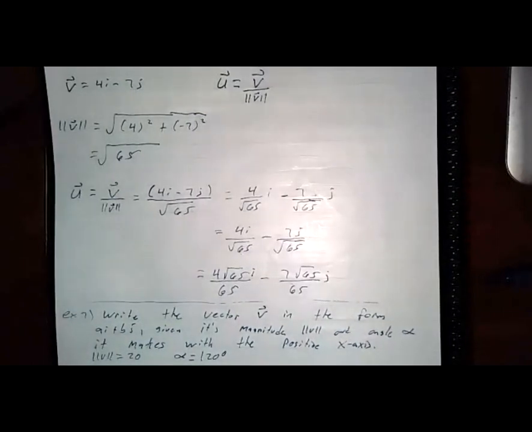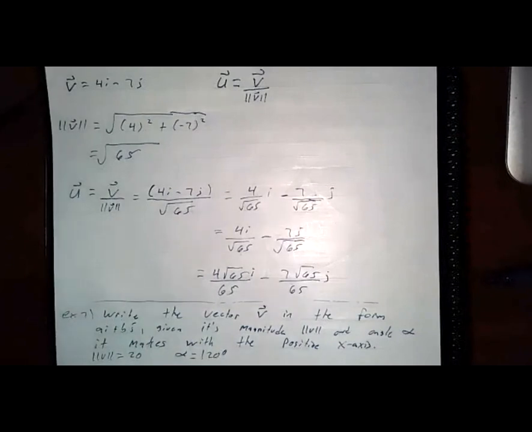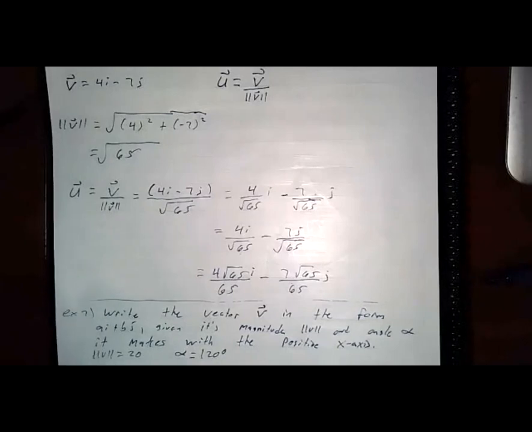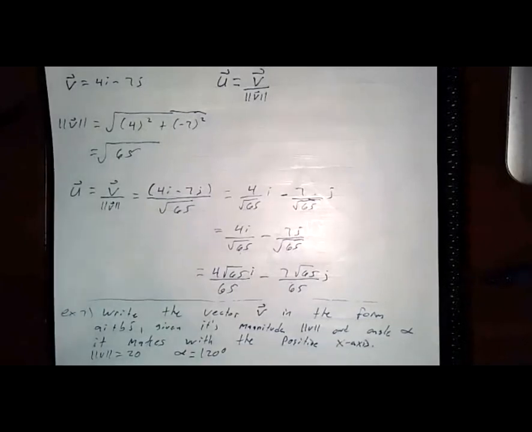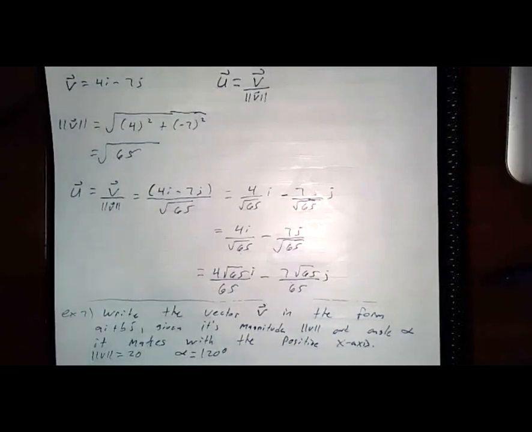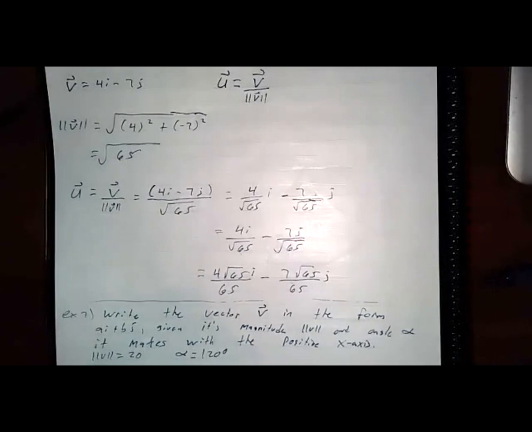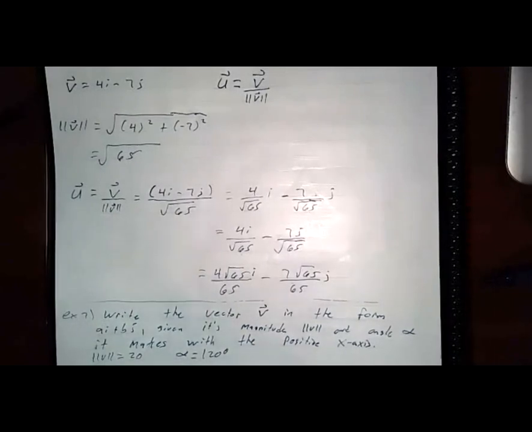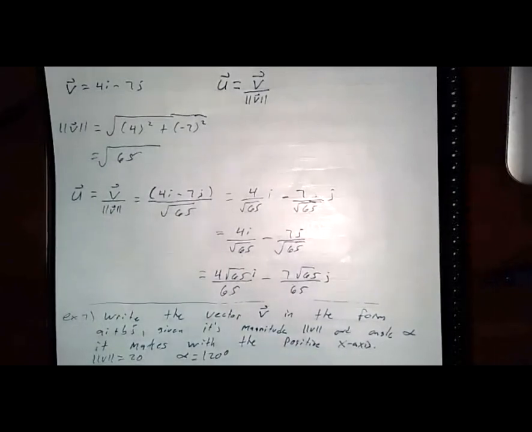So here they're giving us the magnitude and the angle, and they're asking us to create the vector. So what you need is this formula. So the vector can be written this way. So it's magnitude times cosine of alpha i plus sine alpha j.